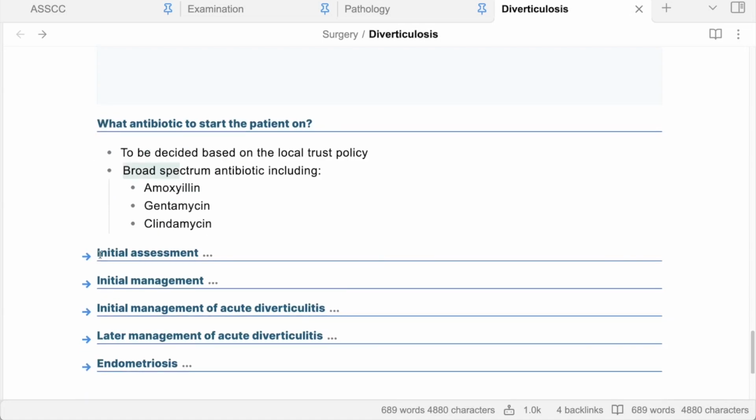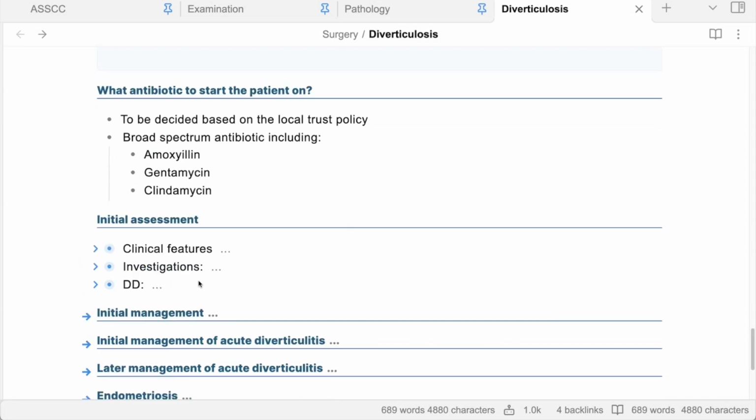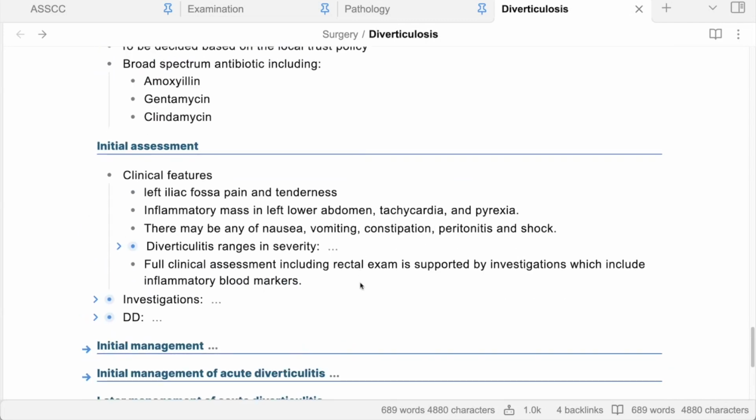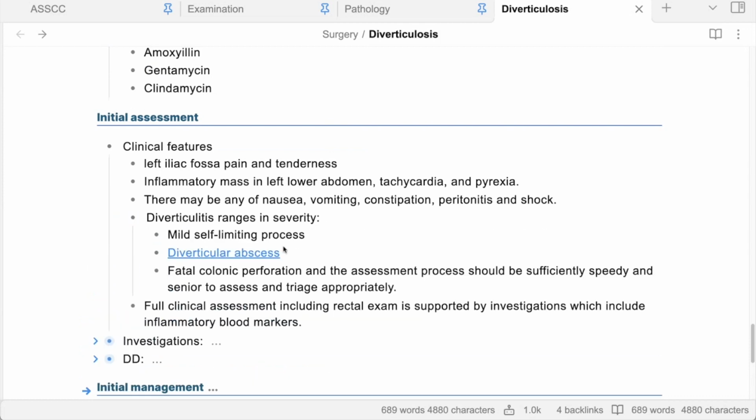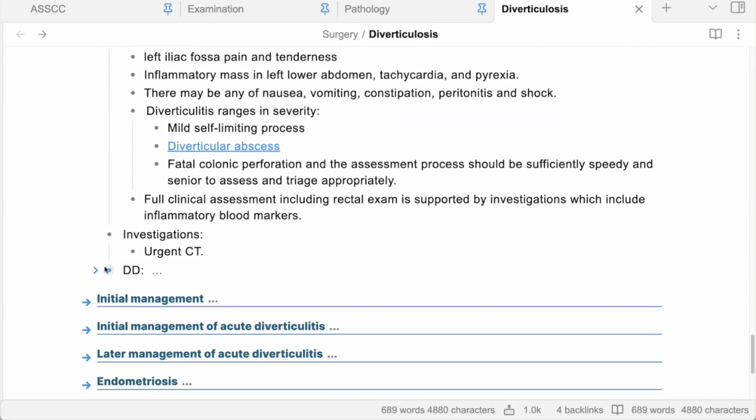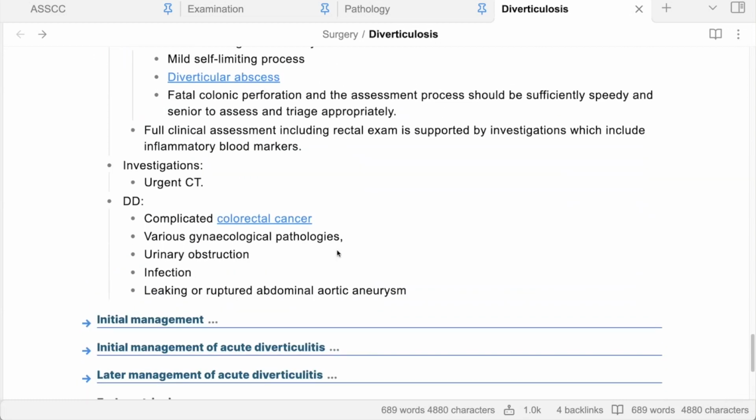Okay, what is the initial assessment for? I mean, that's fine. I think these areas are not really covered in this station. It's just for myself really to remember. So when you have a patient with diverticular disease coming unwell, your initial assessment is just clinical examination. And we know that diverticulitis is self-limiting or abscess or perforation and collection. Investigation, CT is the main important thing. And these are your differential diagnosis, okay?